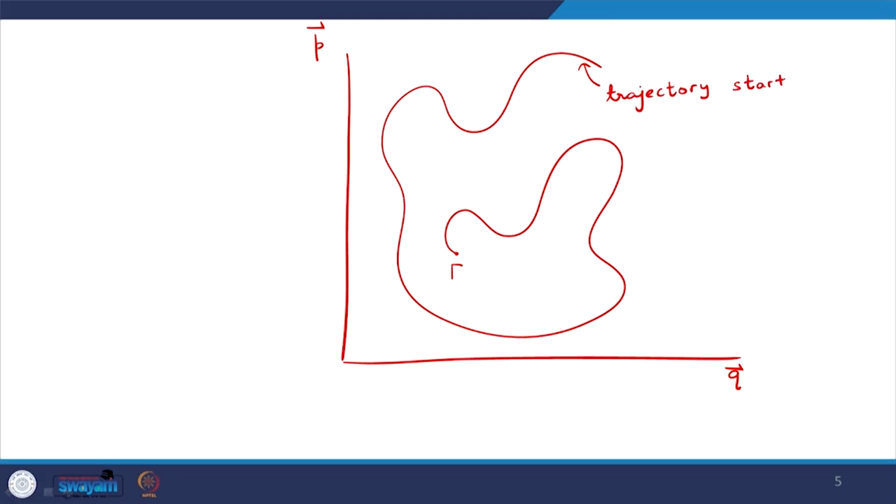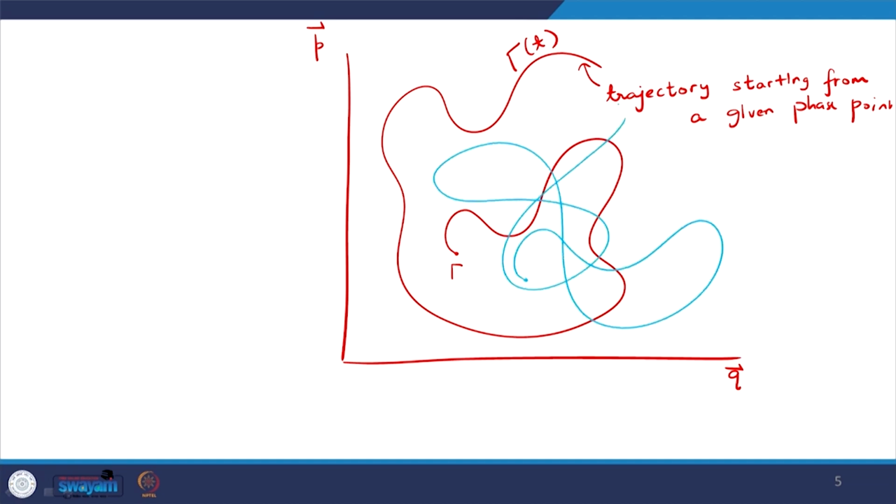starting from a given phase point, and we can call the trajectory some gamma as a function of t. So, now if I start with some other state, let us say if I start from here, I will have some other trajectory, right. But nonetheless, the key point here is that I can study all possible trajectories, all starting from all possible states of the system.